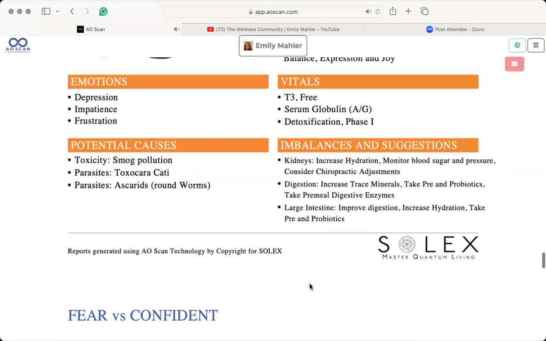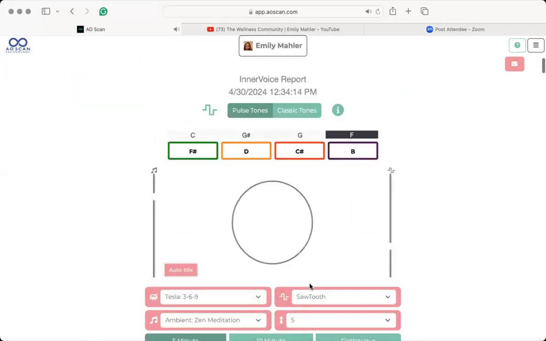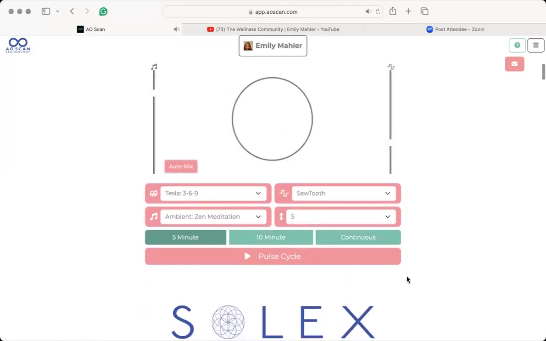I hope that this was helpful. I know it was a really good insight for myself. I don't always take the time to look at these reports. I typically just listen to the audios because I don't always have time to look. So I love being able to look through these, see how on point they are, and also know exactly how it can be supporting my body.